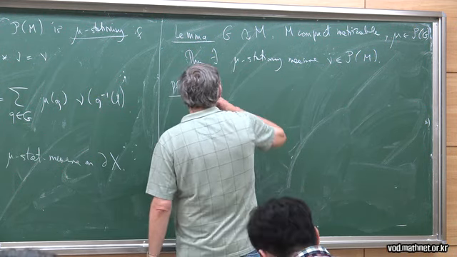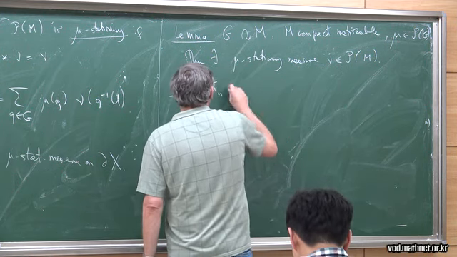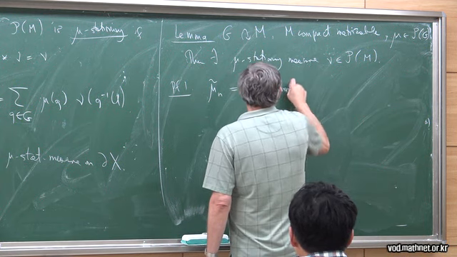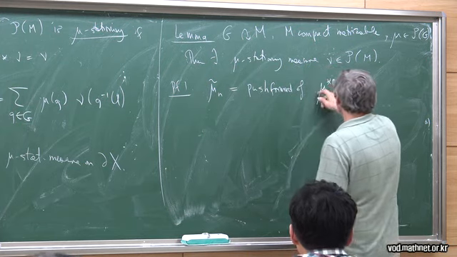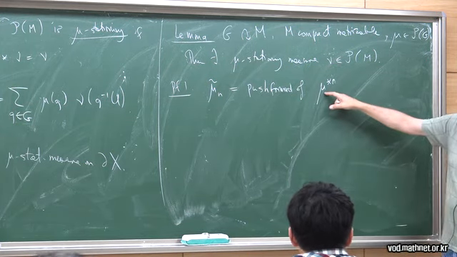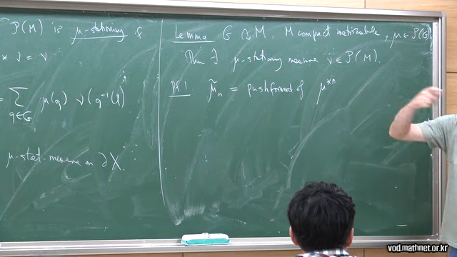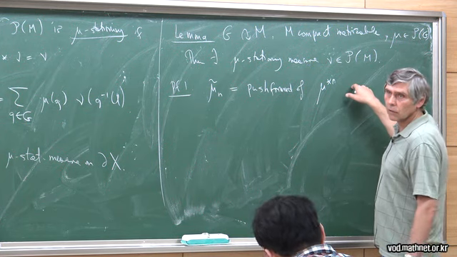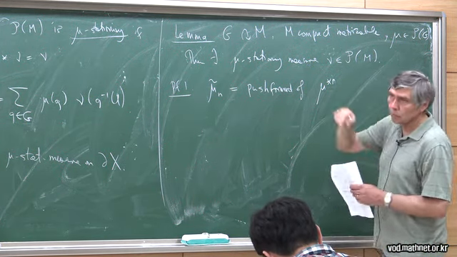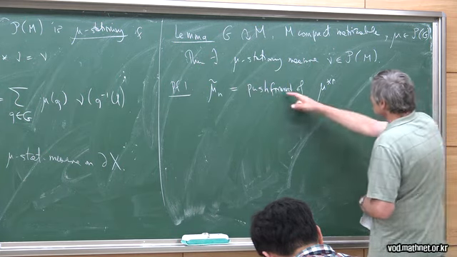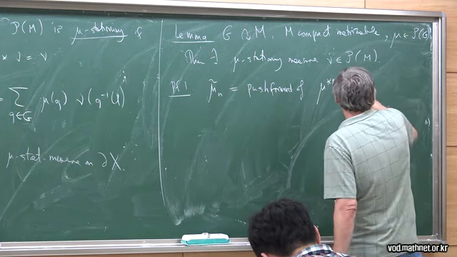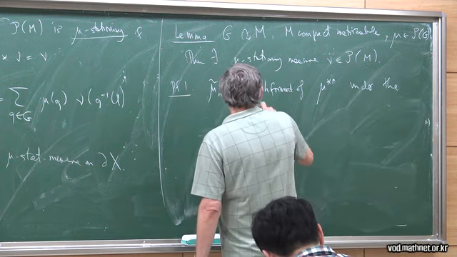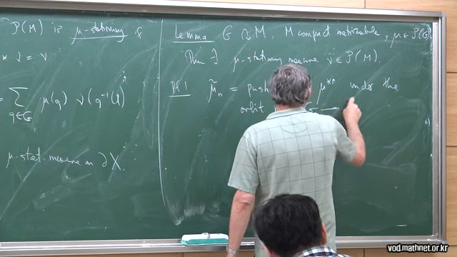Okay, so mu n tilde is the convolution of mu with itself n times. So what is this? This is the probability measure associated to taking n steps in the random walk. The value at g is the probability that your random walk after n steps will be at g. So we take the push forward of this under the orbit map from G to X.